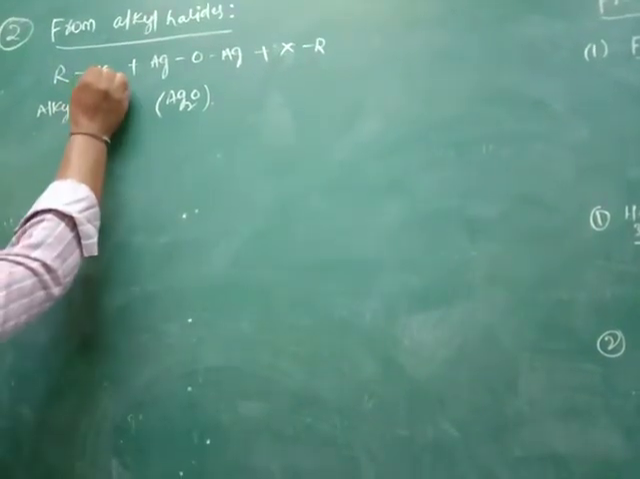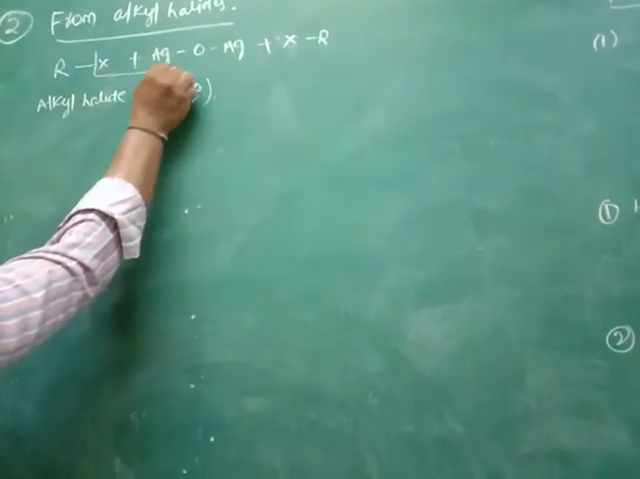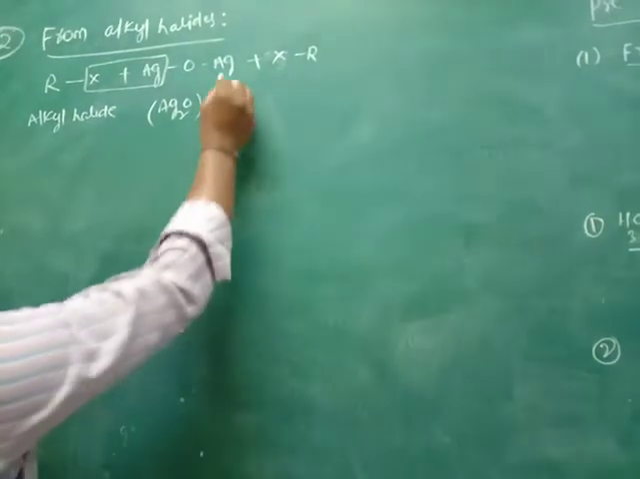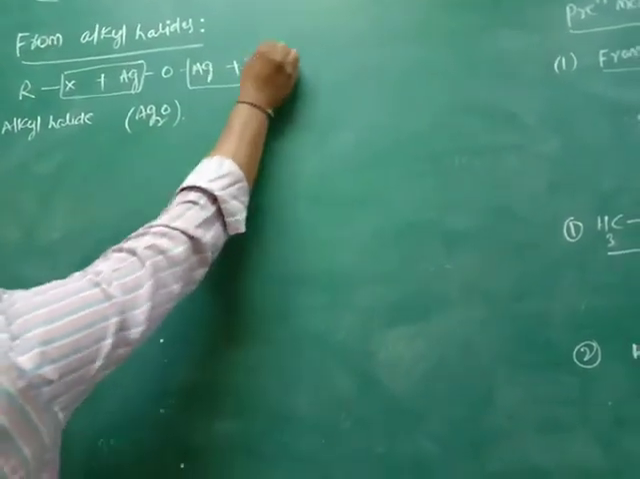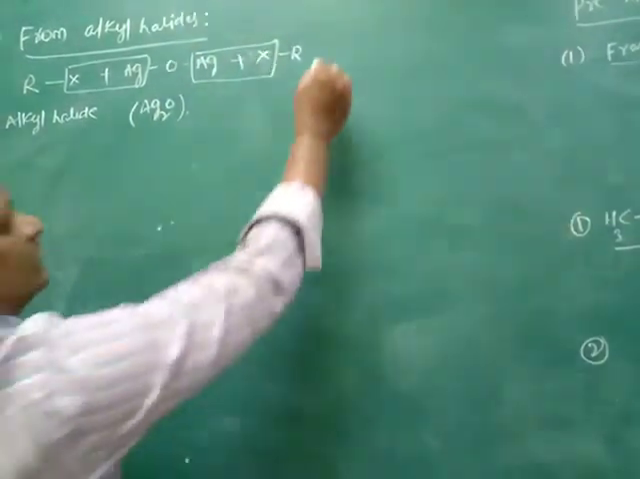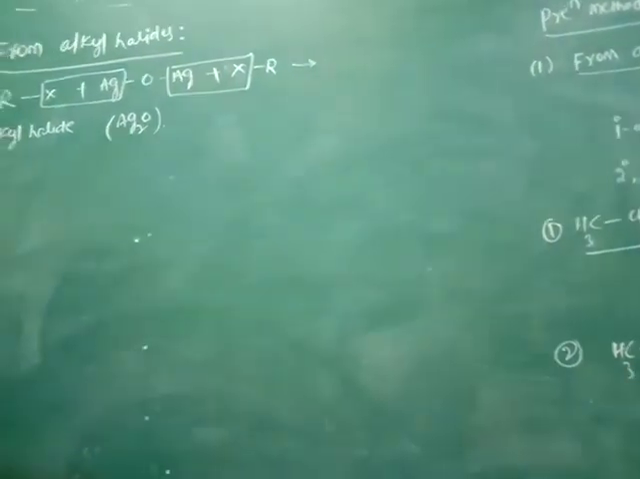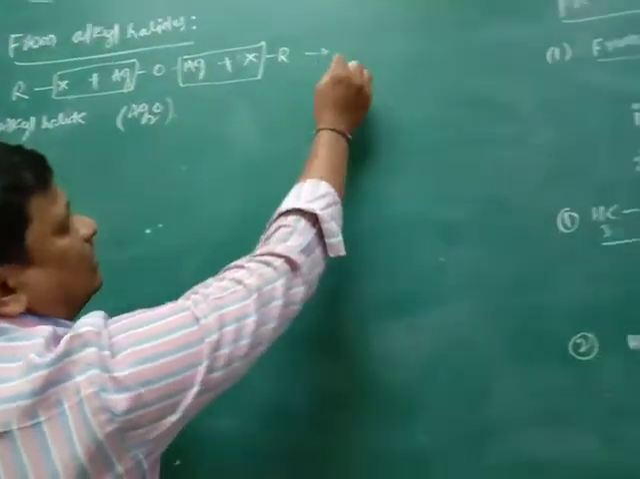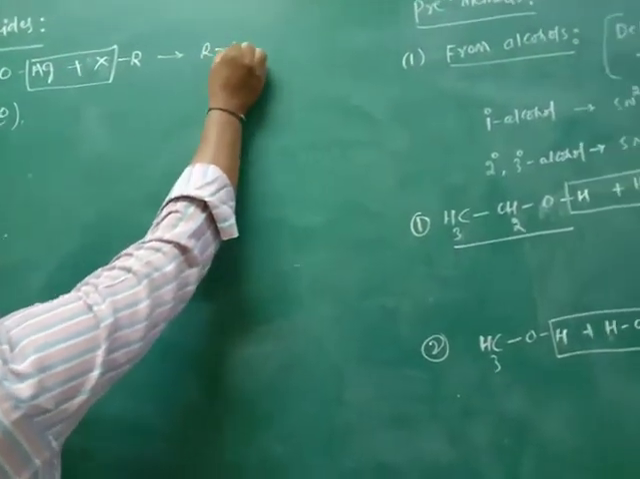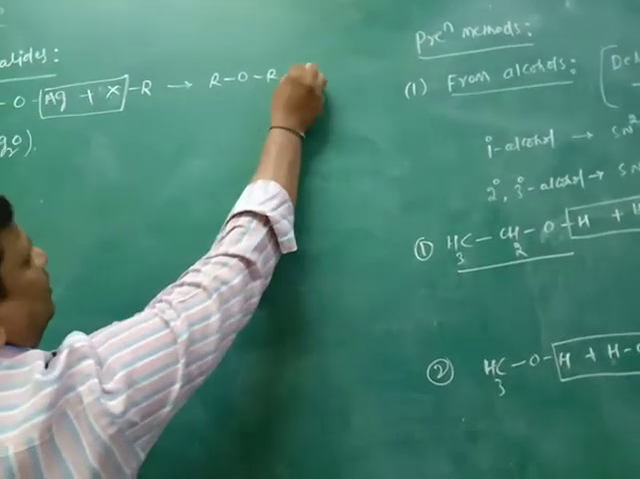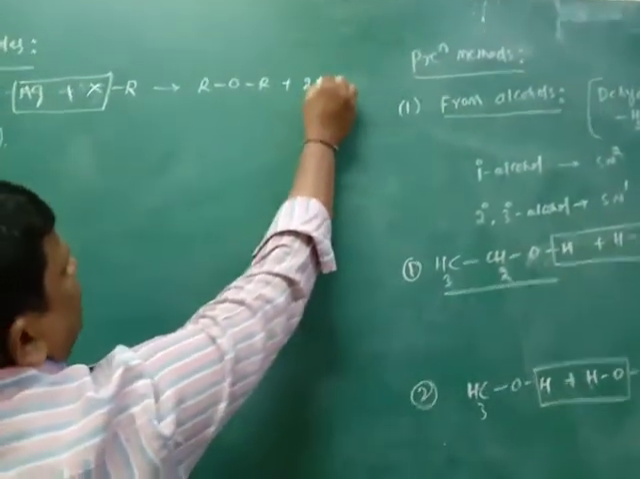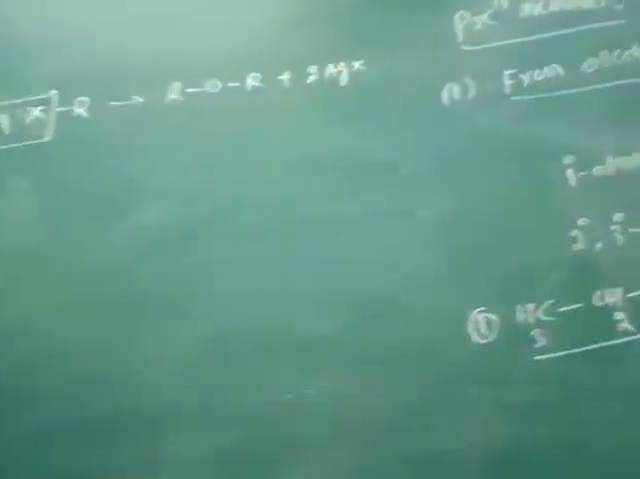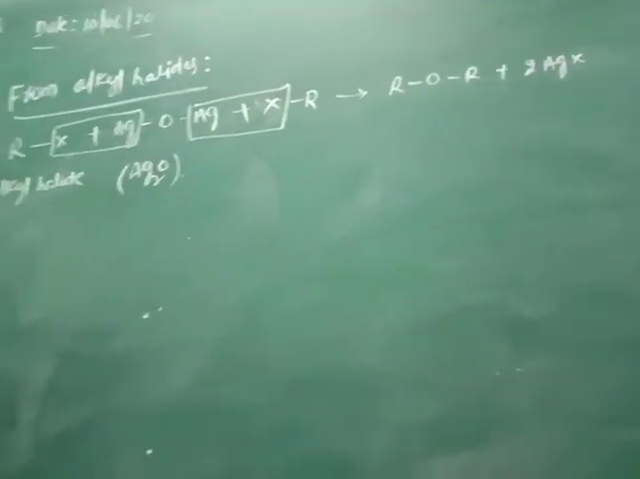So X combines with Ag, it is AgX. Ag combines with X to give 2 moles of AgX. The remaining compound is R, O, R. So R-O-R plus 2 AgX. So ethers are obtained.